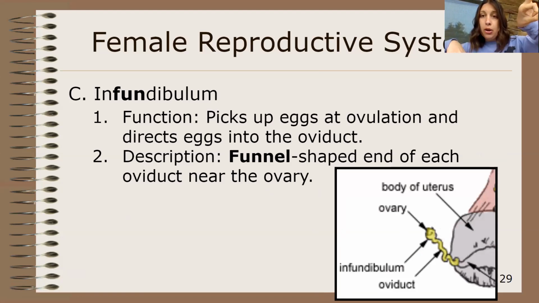little tiny bottle hole. So you take a funnel, and when you pour the sugar through the little funnel, it catches it because it has a really wide mouth, and then it slowly funnels it down so that it will fit into that little tiny bottle opening. That's what the infundibulum does. It catches the egg, and then it guides it down into the oviduct.